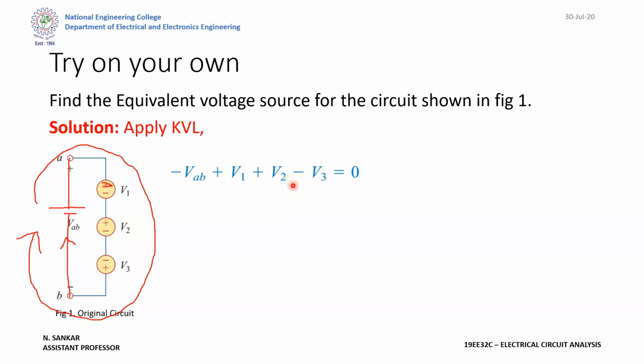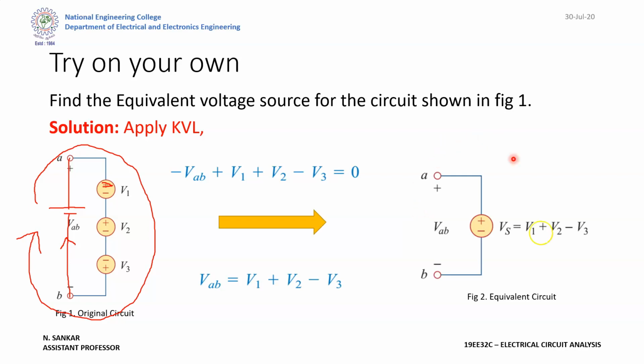If you rearrange the same, it will be VAB plus V3 is equal to V1 plus V2. Now I want the total voltage VAB, so it will be equal to V1 plus V2 minus V3. This can be redrawn like this. These three voltage sources can be considered as a single voltage source with the value V1 plus V2 minus V3. So from Kirchhoff's law, we have converted any number of voltage sources to a single source. In our next lecture video, we will see some numerical problems based on Ohm's law and Kirchhoff's law.